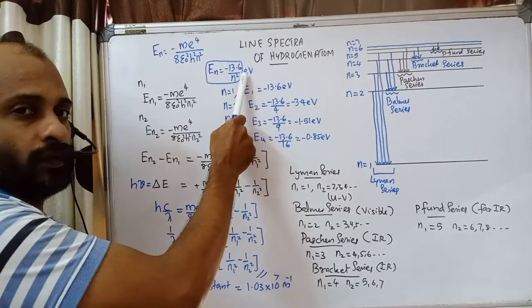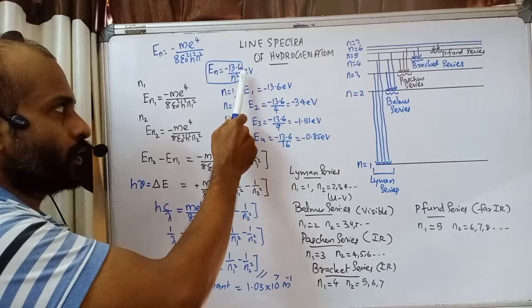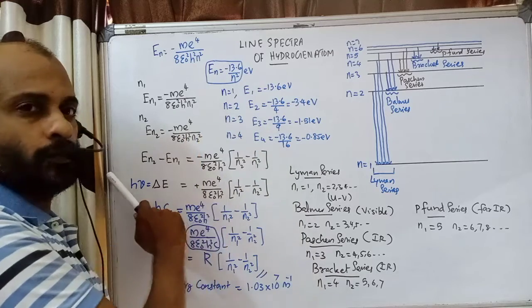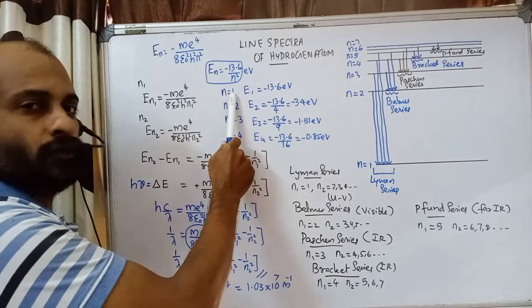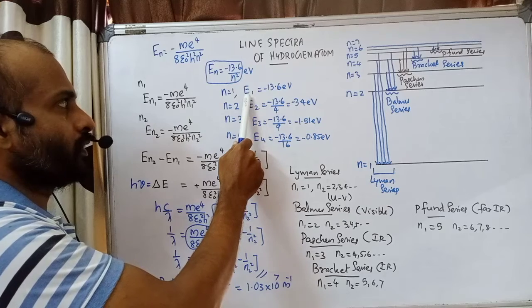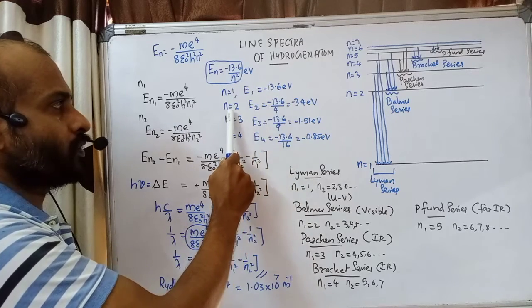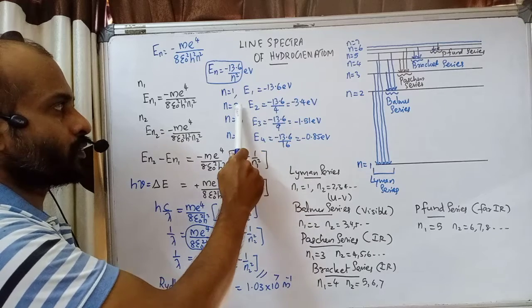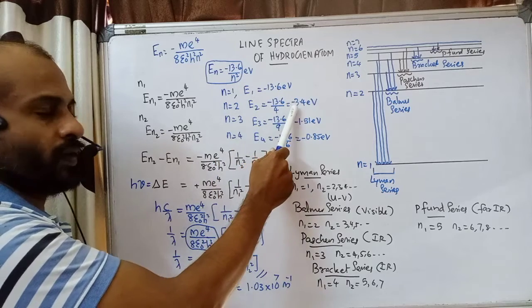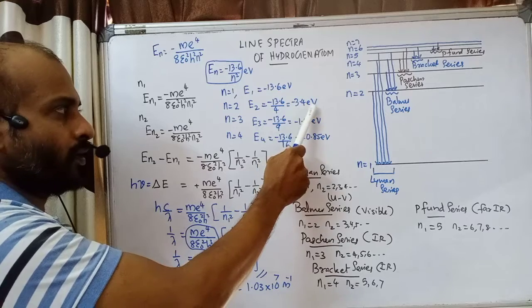The unit is eV, not joule. Now, if we put n is equal to 1 here, what will we get? We will get E1 is equal to minus 13.6 eV. If n is equal to 2, you will get minus 13.6 by the square of 2, which is 4. What is the answer? Minus 3.4 eV, and so on.